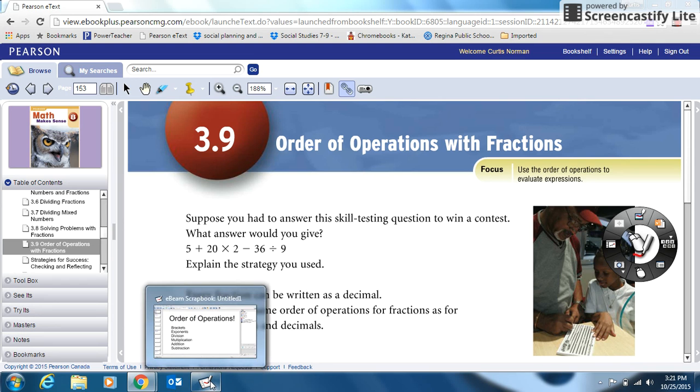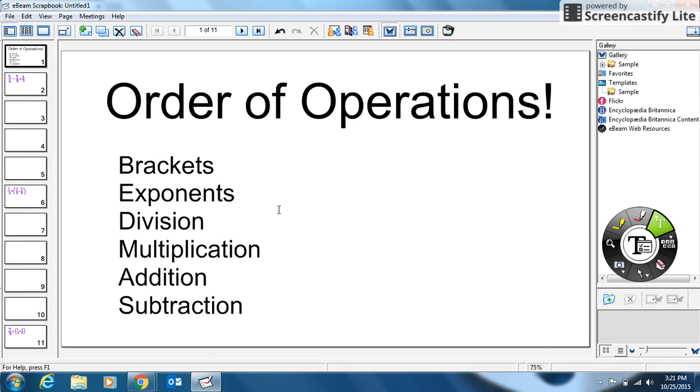So I have a couple questions we're going to work through. This should look familiar to you. The order of operations, BEDMAS: brackets, exponents, division, multiplication, addition, subtraction. That's nothing new to you guys. You did really well on that previous lesson. So let's just get at it.